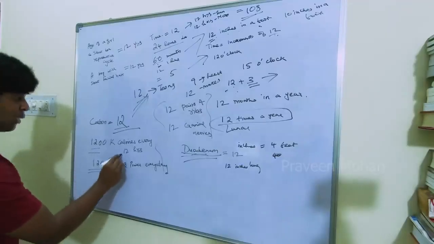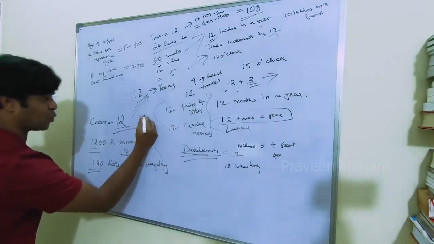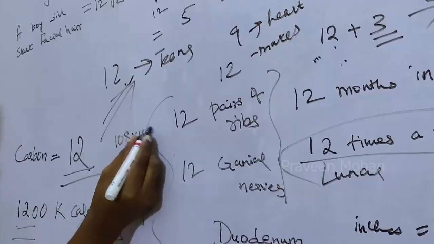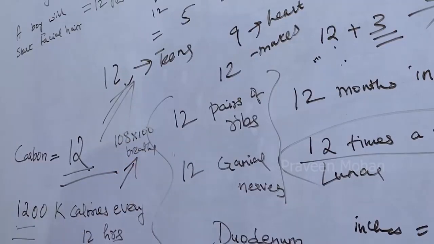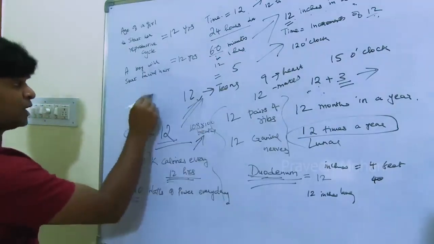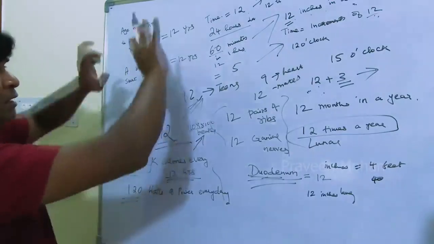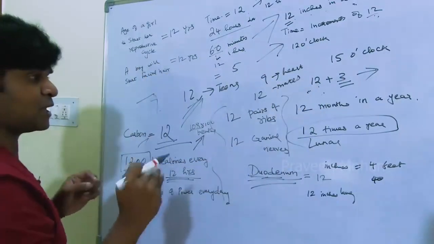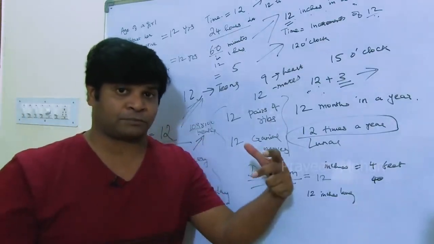Now remember how we talked about 108 times 100 breaths every 12 hours? This is all related to this, okay? The number 12, number 108, number 9. They're all related. Now let me clear this board and let's take a deeper look at number 12 and Hinduism.